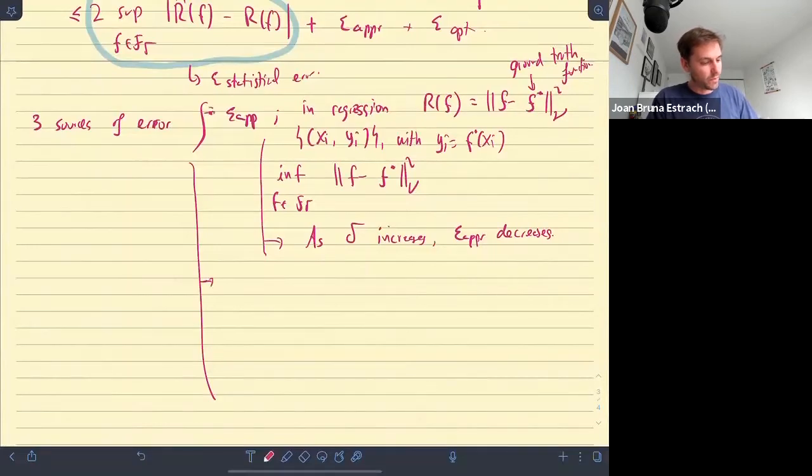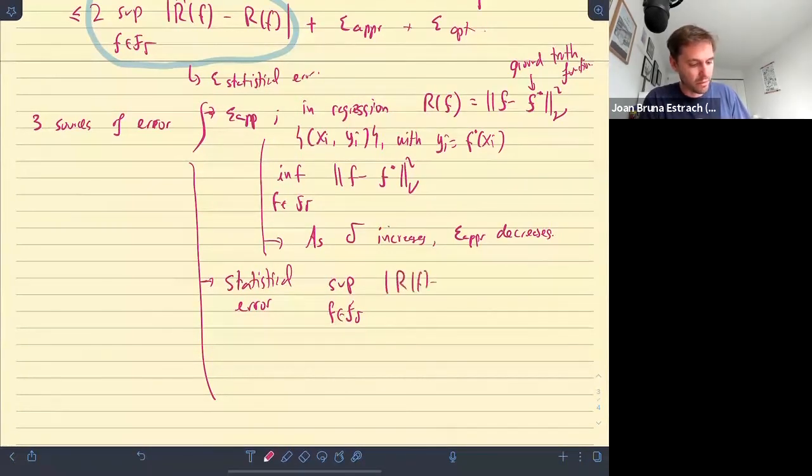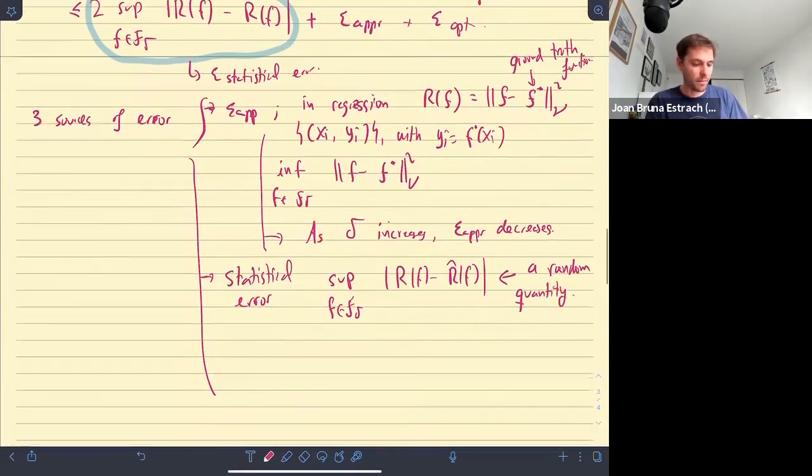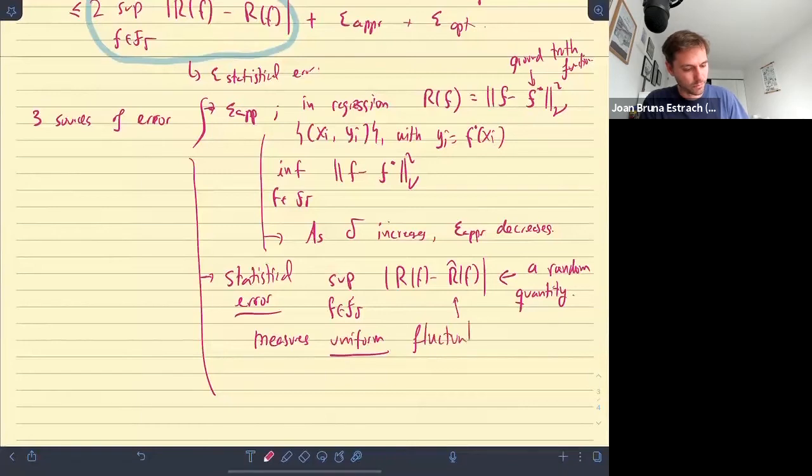Then we have another sort of error, that is the statistical error, or the generalization error, right? Which I'm writing here, essentially looking at the uniform fluctuations over my ball. So this is the difference between R of F and R hat. And just be mindful that this is a random quantity, right? Why is it random? Because this function is random, that's something that depends on the data. So this is really something that measures uniform fluctuations over the ball.